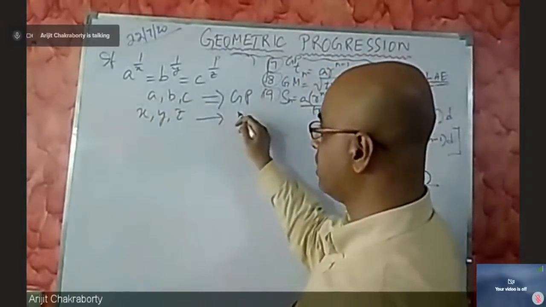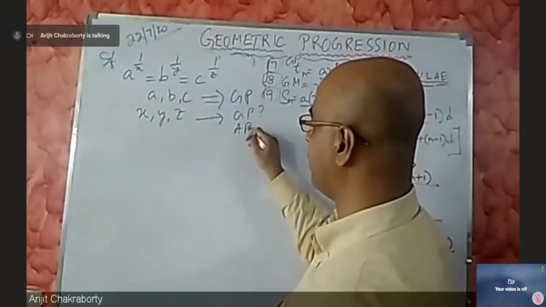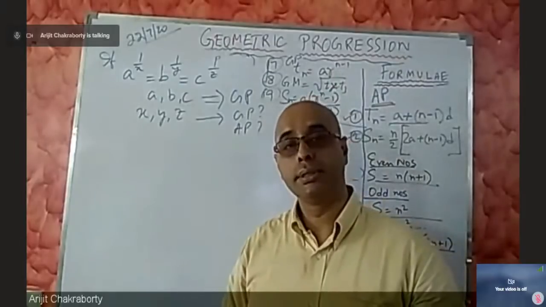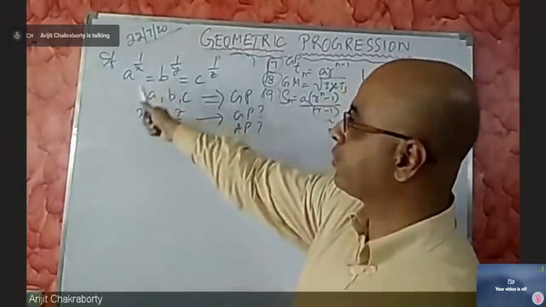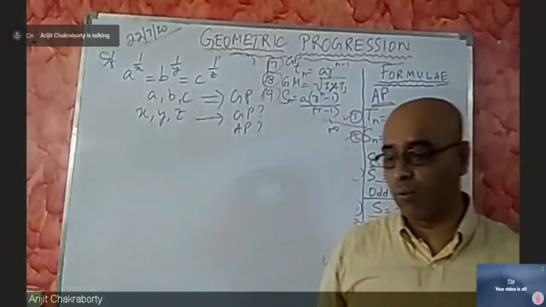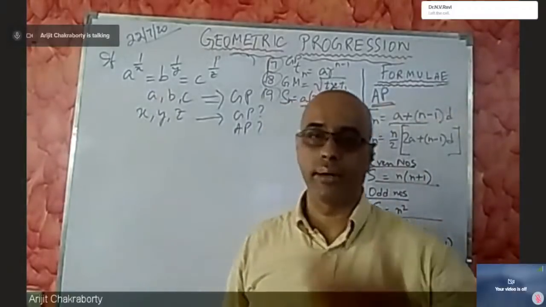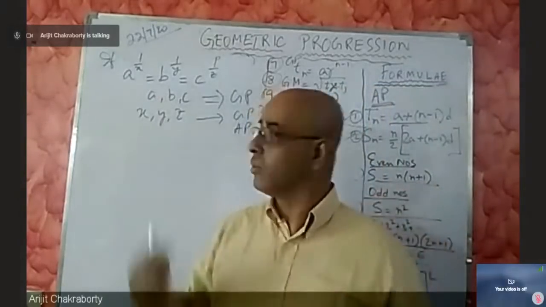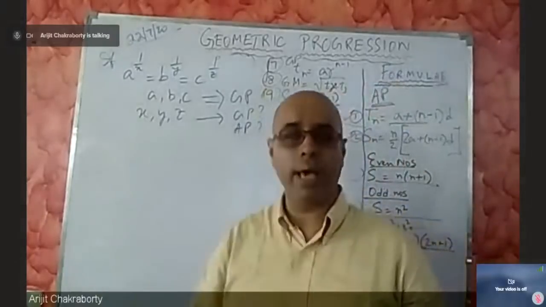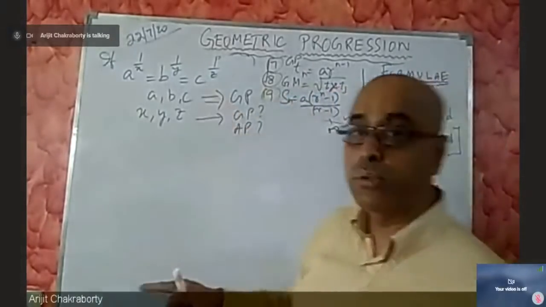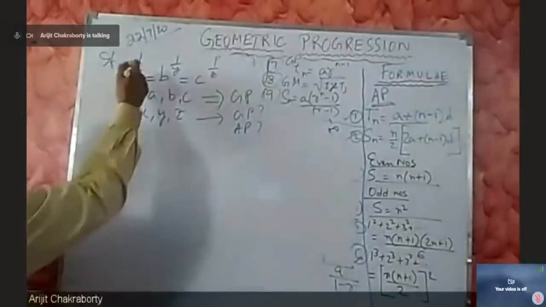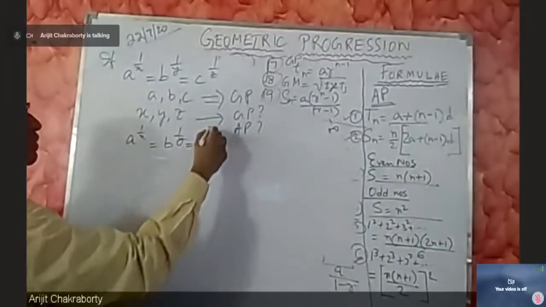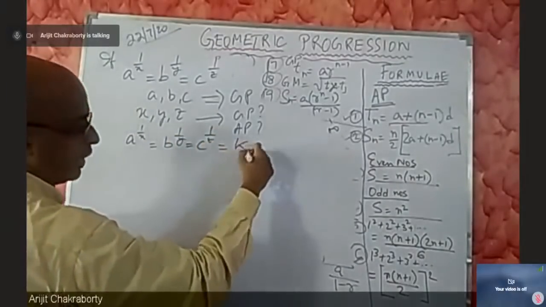Are they also in GP? Or are they in AP? Or are they not related at all? You have to find out. Beautiful problem. Okay? a to the power 1 by x equal to b to the power 1 by y is equal to c to the power 1 by z. Looks a little bit clumsy and critical. What to do? Let's take it head on and just apply common sense. So, let us equate. So, we have a to the power 1 by x is equal to b to the power 1 by y equal to c to the power 1 by z. Let it be equal to k. k is a constant.